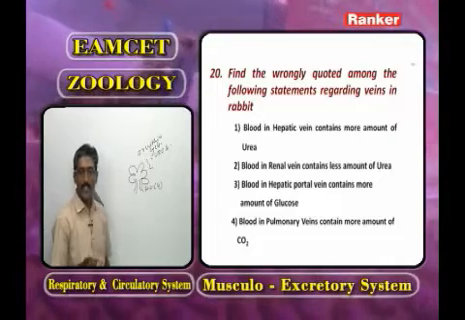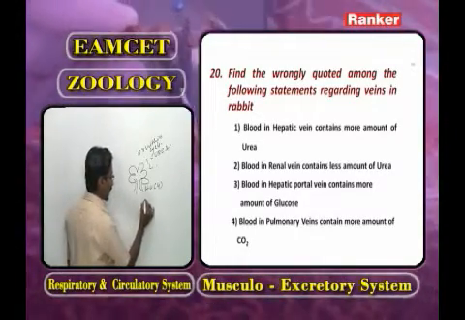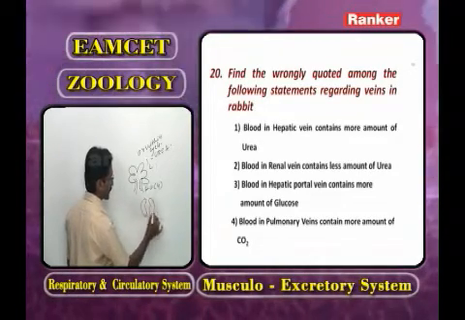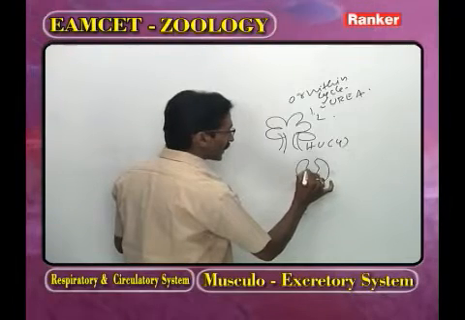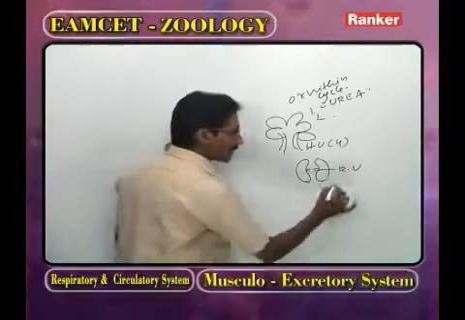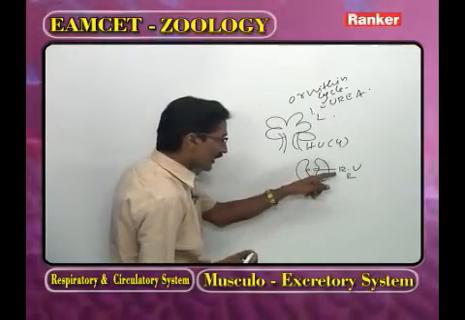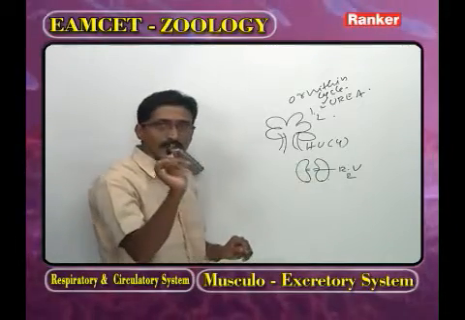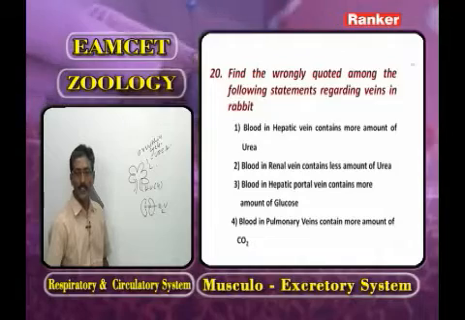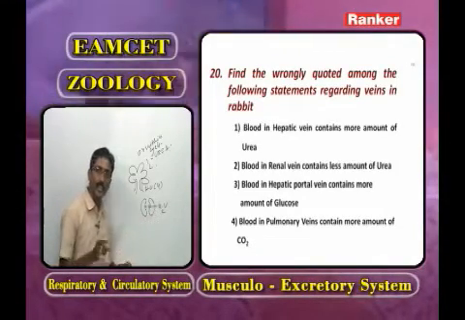Second, blood in the renal vein contains less amount of urea. Now in our body, this part we call the kidney. From each kidney, what will arise? The renal veins. Number of renal veins? 2 in number. The blood in the renal veins contains a small amount of urea. So the second statement is also correct.